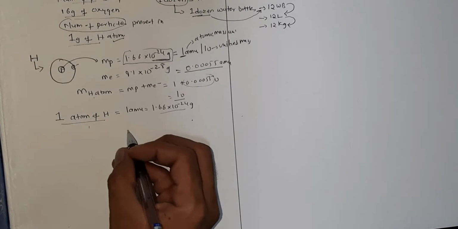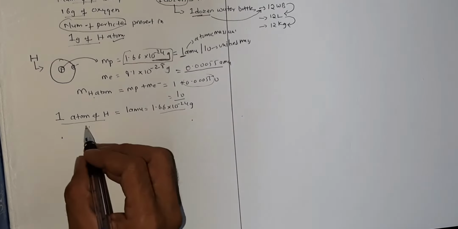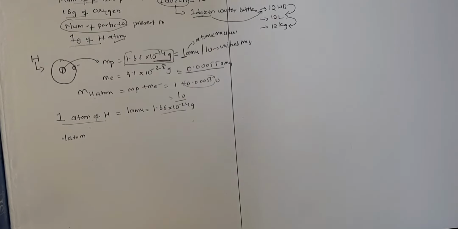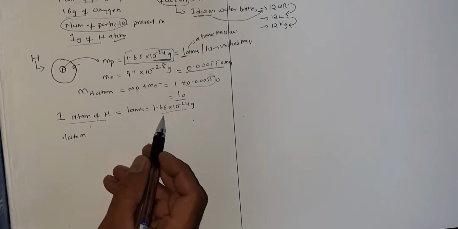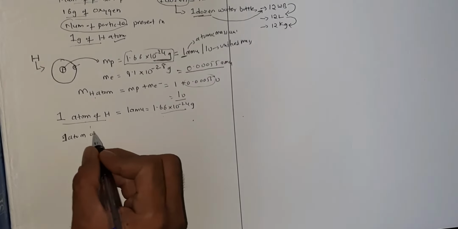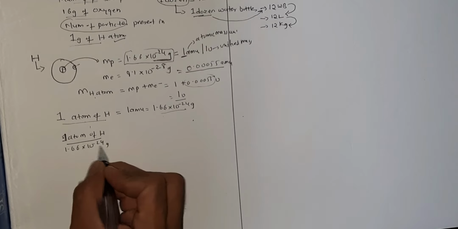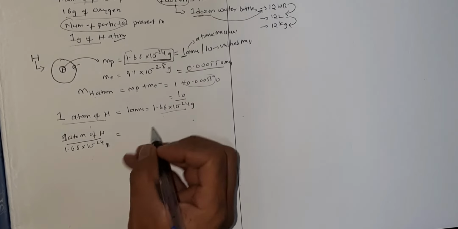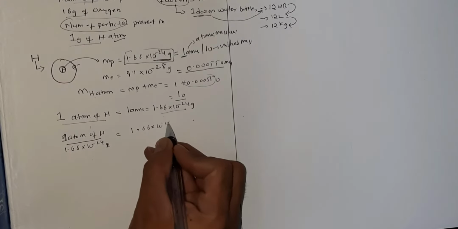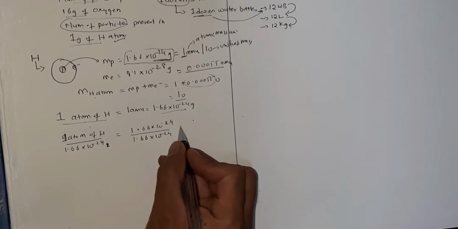But what if I interchange it? If I divide both sides by 1.66 into 10 raised to minus 24, it will appear like this: 1 atom of hydrogen divided by 1.66 into 10 raised to minus 24 gram is equal to 1 gram, or I can write 1.66 into 10 raised to minus 24 divided by 1.66 into 10 raised to minus 24 gram.